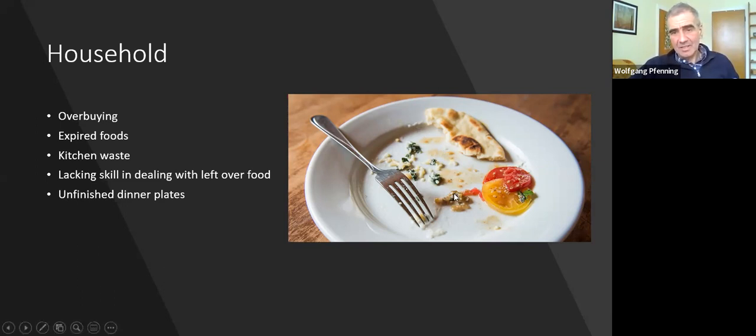And the last of these losses is not eating all the food that's on the dinner plate. And that's the most expensive loss, because it made it right through the entire supply chain all the way onto the dinner plate.